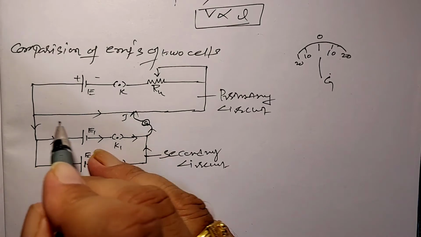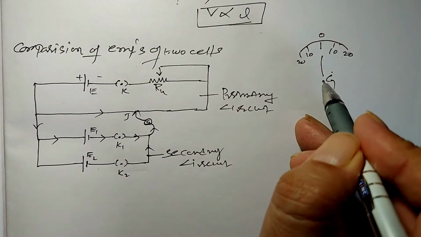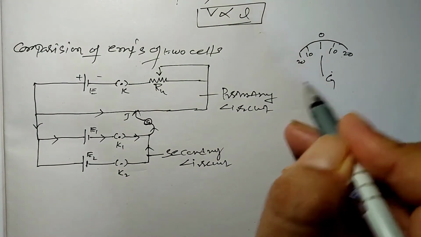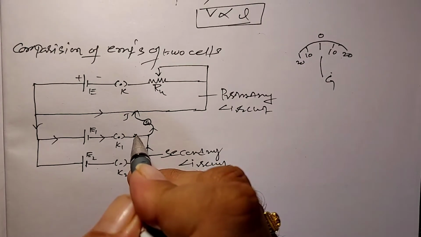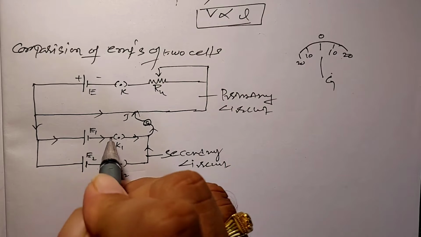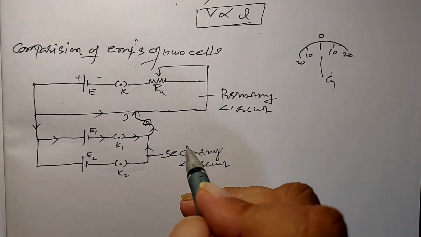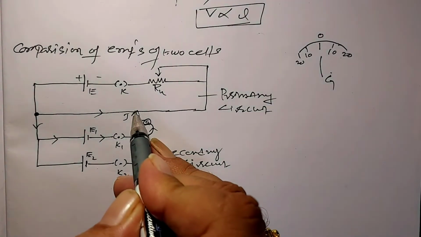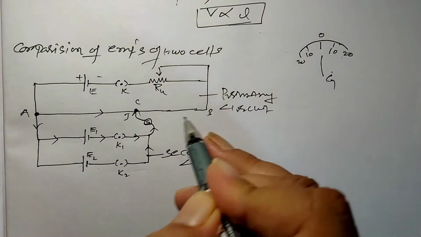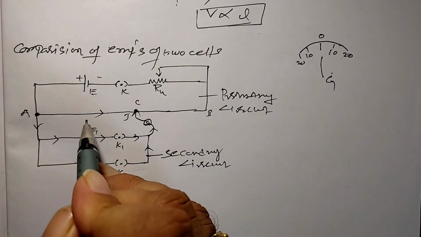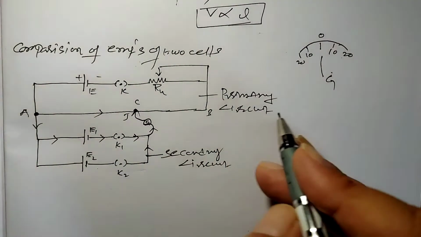Now the jockey is pressed at different points on the wire until the deflection in the galvanometer becomes 0. Once the deflection in the galvanometer becomes 0, then there is no current flowing between the primary circuit and the secondary circuit. At this situation, the potential difference between these 2 points, for example, this point is A and this point is C, this end point is B, is balanced by the EMF of the first cell.